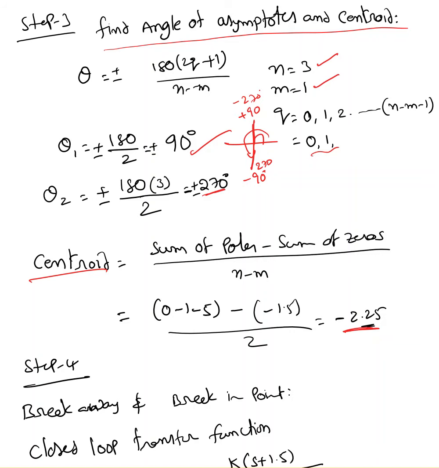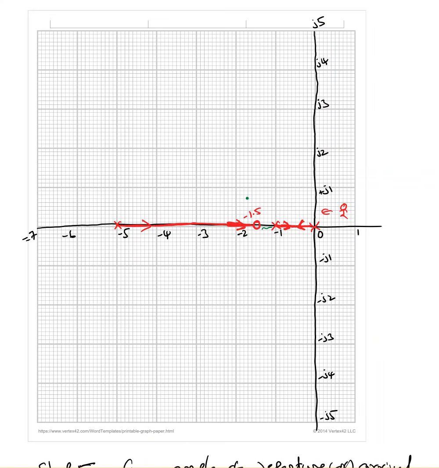So it will be on the graph. Here is the graph. Minus 2.25 is somewhere here. That's the centroid. Now we'll have the asymptotes. This is the asymptote, from step 3.